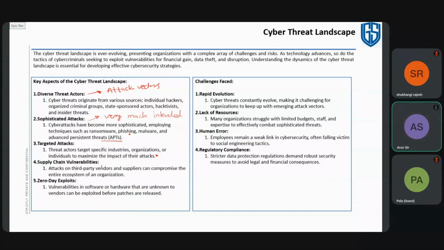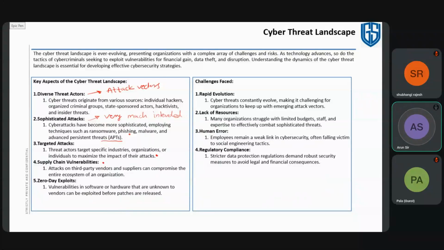Then there is supply chain vulnerability. This is a very problematic part, and when a supply chain vulnerability is exploited, there are a lot of issues, like an attack on a third party, and a lot of other damage to the entire ecosystem of the organization. To stop that, you have to make sure your supply chain is intact.